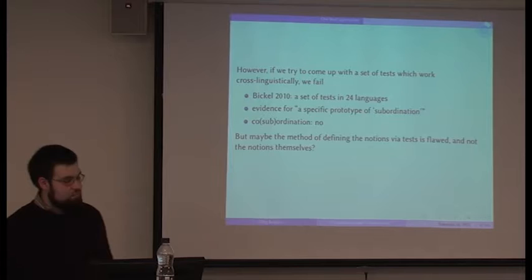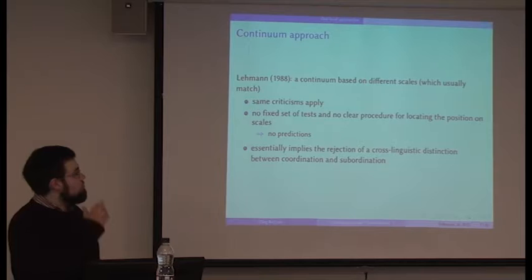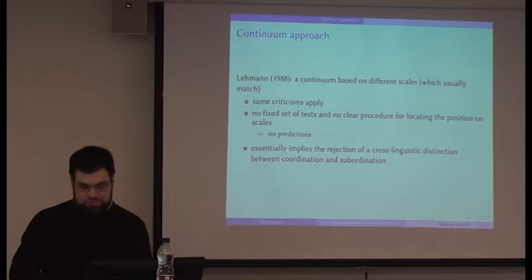But maybe it's not the distinction itself, but the method of defining the notions via tests that is flawed. So there's a nice approach which takes a more lenient stance. This is the approach by Christian Lehmann, which says essentially that there's a continuum between coordination and subordination. It's based on several scales which mark the different degrees of dependency of certain clauses on the others.